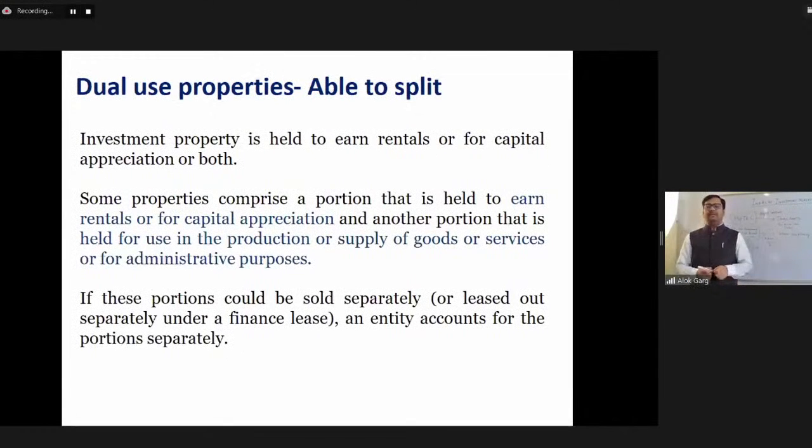Dual use property is able to split. Investment property is held on rental or for capital appreciation or both. Some property comprises a portion that is held on rental or for capital appreciation, and another portion that is held for use in the production or supply of goods or services or for administrative purposes. If these portions could be sold separately or leased out separately under a finance lease, an entity accounts for the portions separately. We have discussed this.